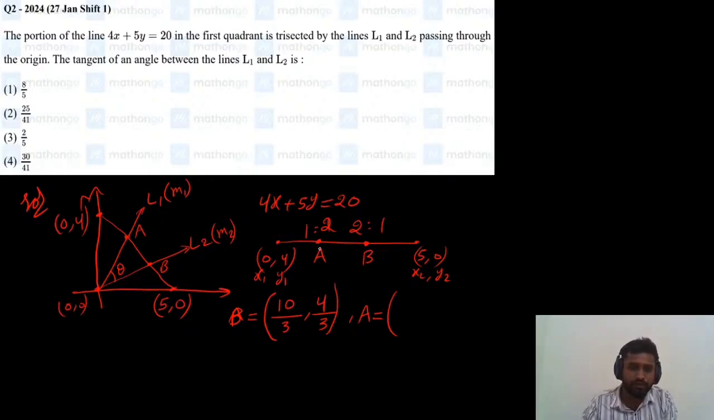Now for the A point we need to find m1 x2, which is 5, and m2 x1, which is 0, divided by m1 plus m2, comma, m1 y2 which is 1 into 0, and m2 y1 which is 8, divided by 3. So now we got the points A and B. We got 2 points A and B.